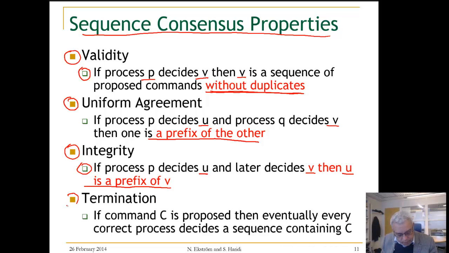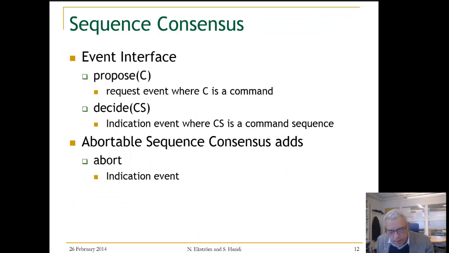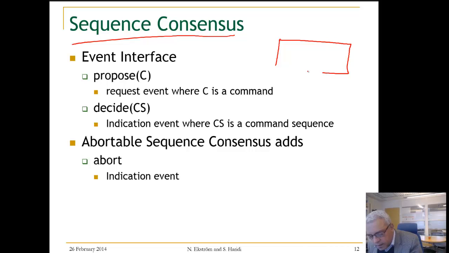And termination now tells us that if a command is proposed, then eventually every correct process will decide on a sequence containing that command. So that is great. Now we have another service we call sequence consensus, and our goal is to implement this service. Let us look first at the interface of this service. So sequence consensus, again, is a box.